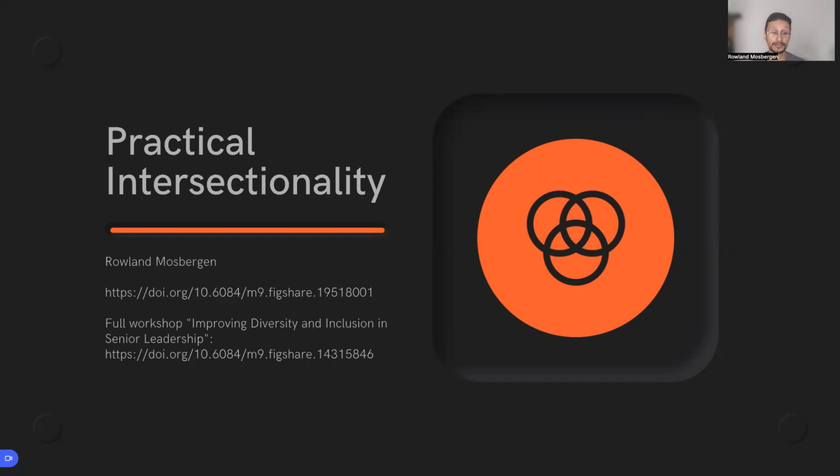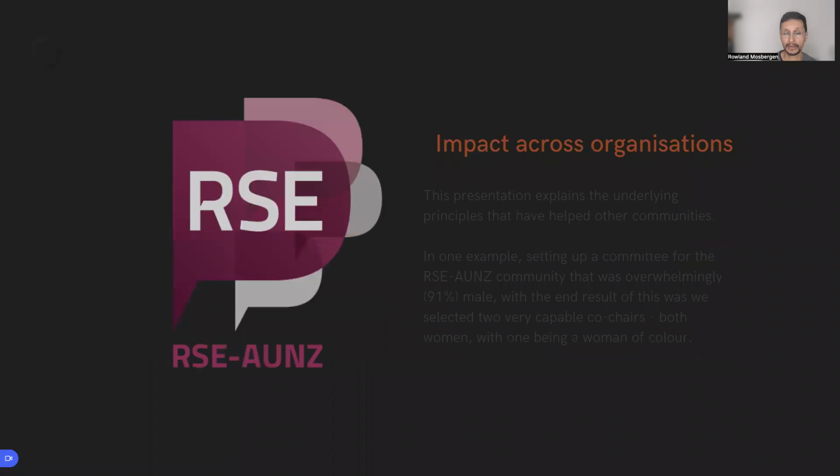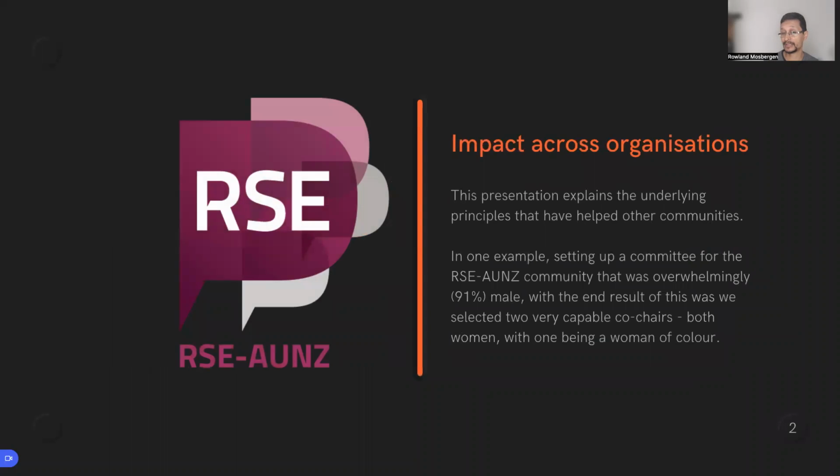Hi, I'm Roland, and this is Practical Intersectionality, and it's based off a full workshop, Improving Diversity and Inclusion in Senior Leadership. This presentation explains the underlying principles that have helped other communities. In this case, it's the Research Software Engineering Australia New Zealand community, helping them with their diversity in their steering committee.